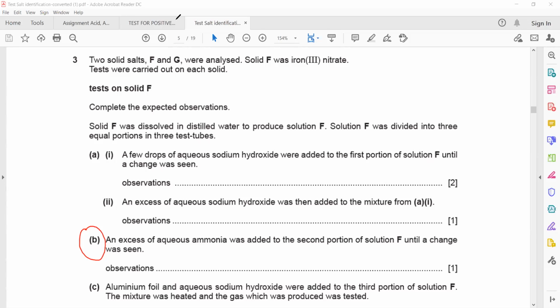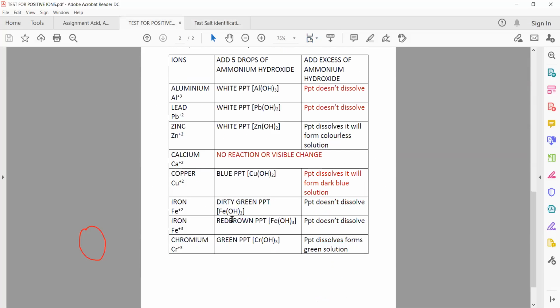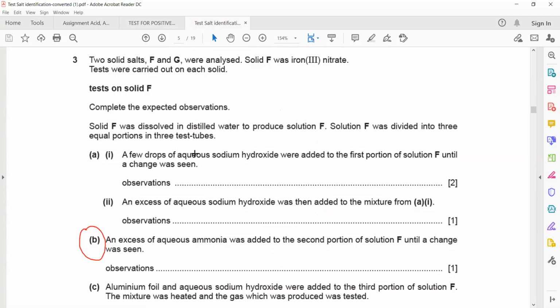So when we add an excess of aqueous ammonia, what is the observation? This is if iron 3 is there. Again, it will form a red-brown precipitate which will not dissolve. So it will form red-brown PPT, which does not dissolve in excess.